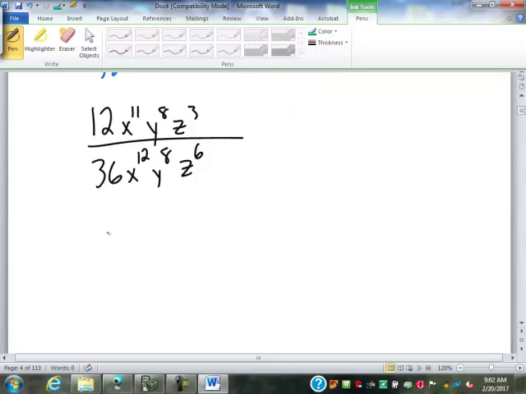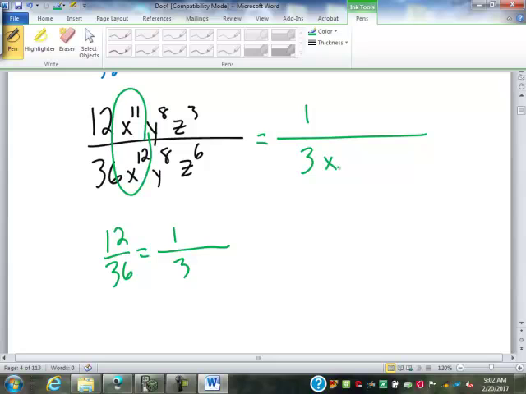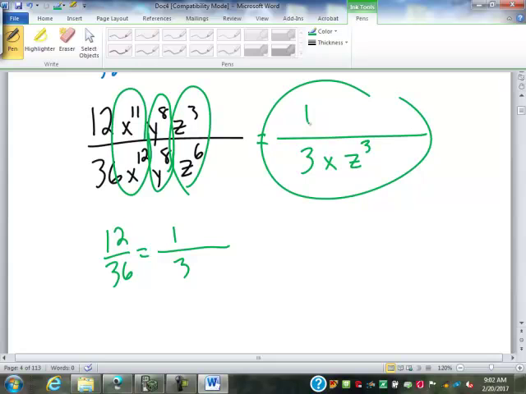So for the numbers, 12 over 36 reduces to 1 over 3. Now in our answer, I'm going to put the 1 on top, but we might not need it there. And I'll show you why in a little bit. How about for the x? Top or bottom? Bottom, power of 1, or just x. Y goes away, divides out. Y to the 8th divided by y to the 8th is 1, so it's gone. Z on the bottom and a power of 3. So here we did need that 1 left up there.